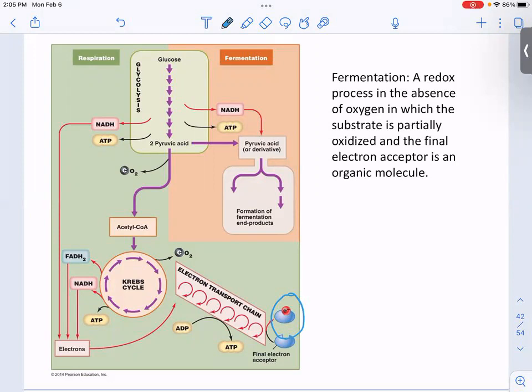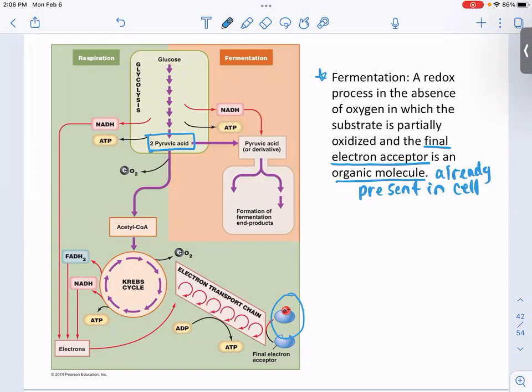Okay, so I wrote down sort of the dictionary definition of fermentation here. With a fermentative pathway, important point here, the final electron acceptor is going to be some organic molecule that's already present in the cell. Okay, so most often that final electron acceptor is going to be pyruvic acid. Okay.